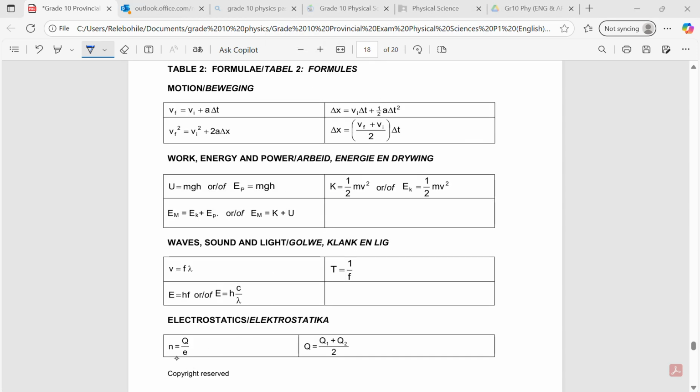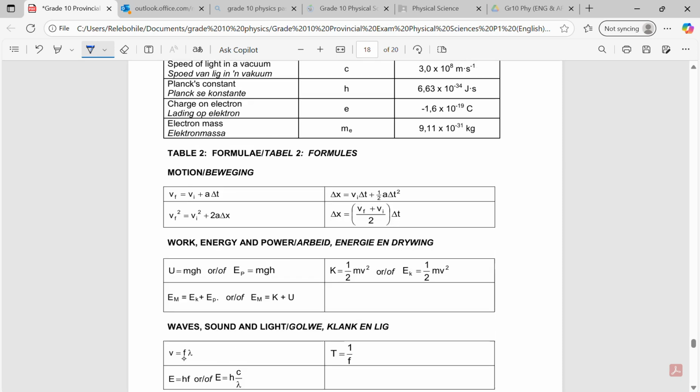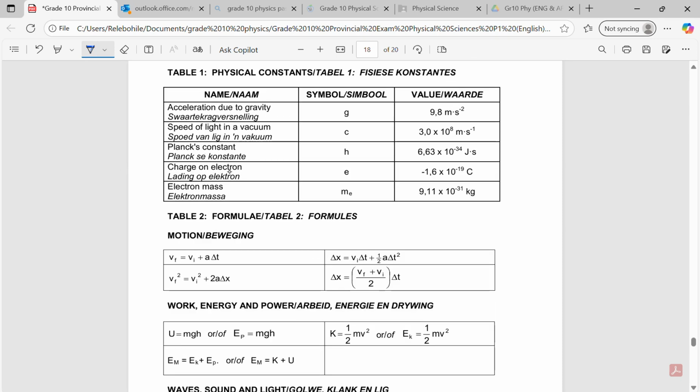So the formula we use is this one, as you can see for that question. N is the number of electrons and Q is the charge. E is the charge of an electron, which is a constant. Where are we finding that one? The charge on an electron, which is E, is over here. That's where we are going to find it, as you can see.